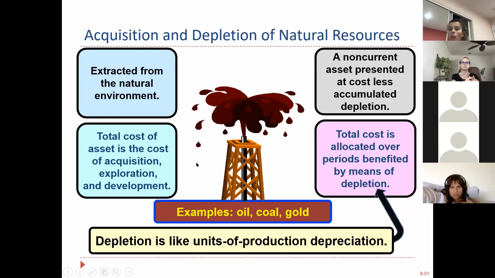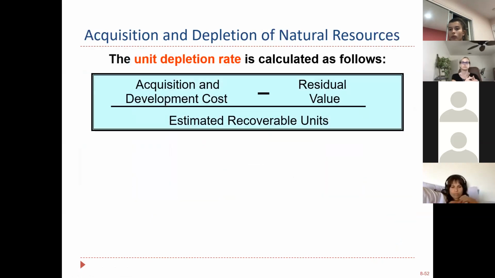And we're going to allocate that cost over the units of production. Depletion is just like the units of production depreciation. Remember, we bought the car for $60,000 and we're going to drive it 100,000. It was 60 cents a mile. Here, it's going to be so much per barrel of oil.